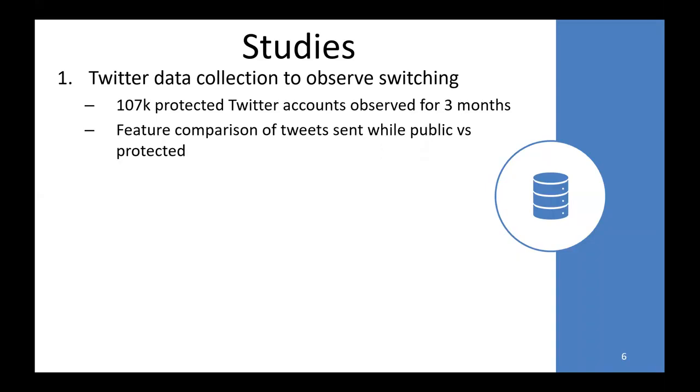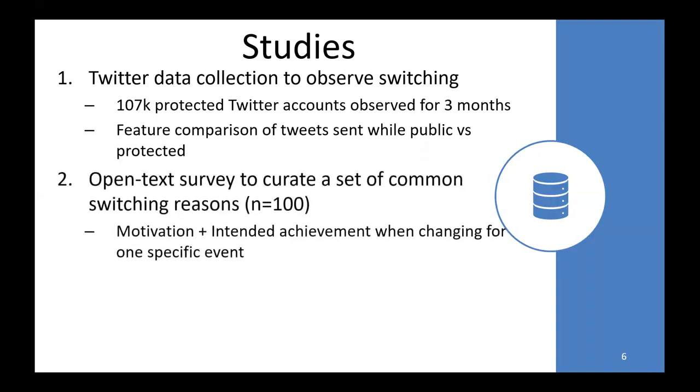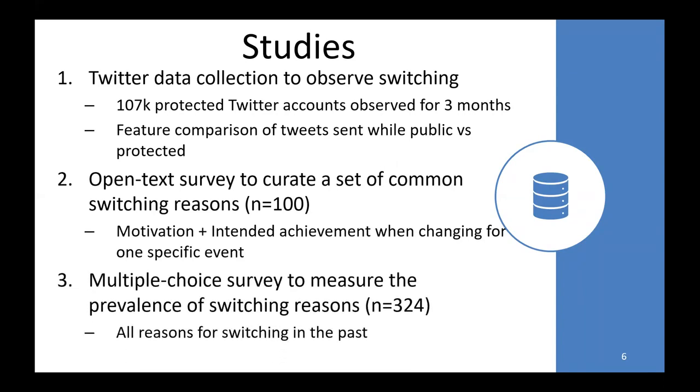In the next study, we conducted an open text survey to curate a set of common switching reasons by asking participants to describe a recent event where they changed their privacy settings on Twitter. And in the last study, we asked our participants to select all the reasons they changed their settings before, to understand the prevalence of the switching reasons, which we created from the previous study and the prior literature. We also asked our participants about their strategies to manage their boundaries and control the audience.